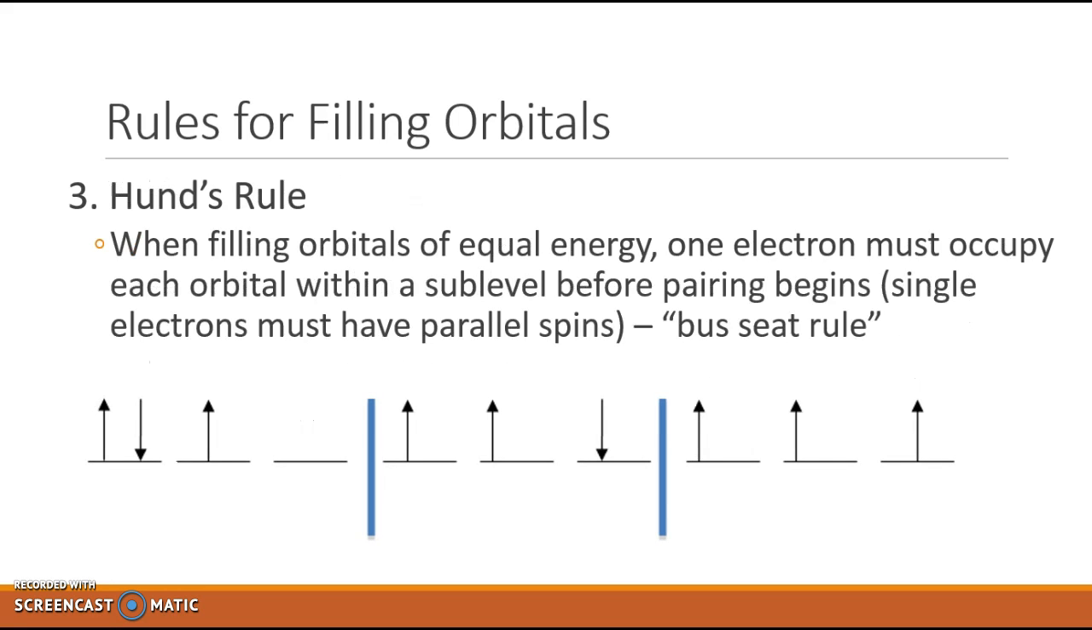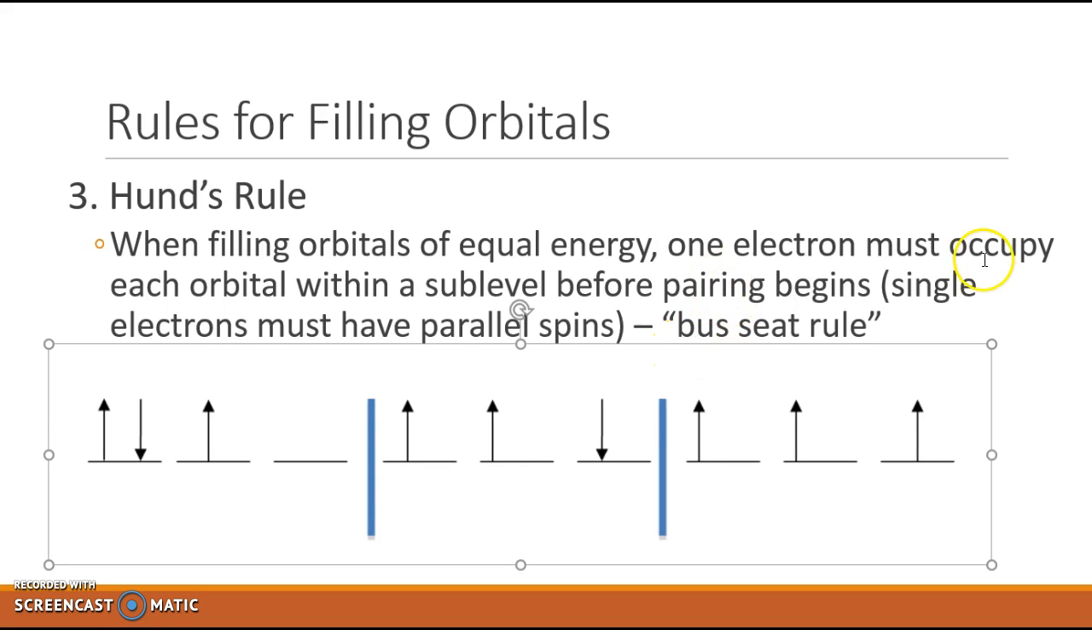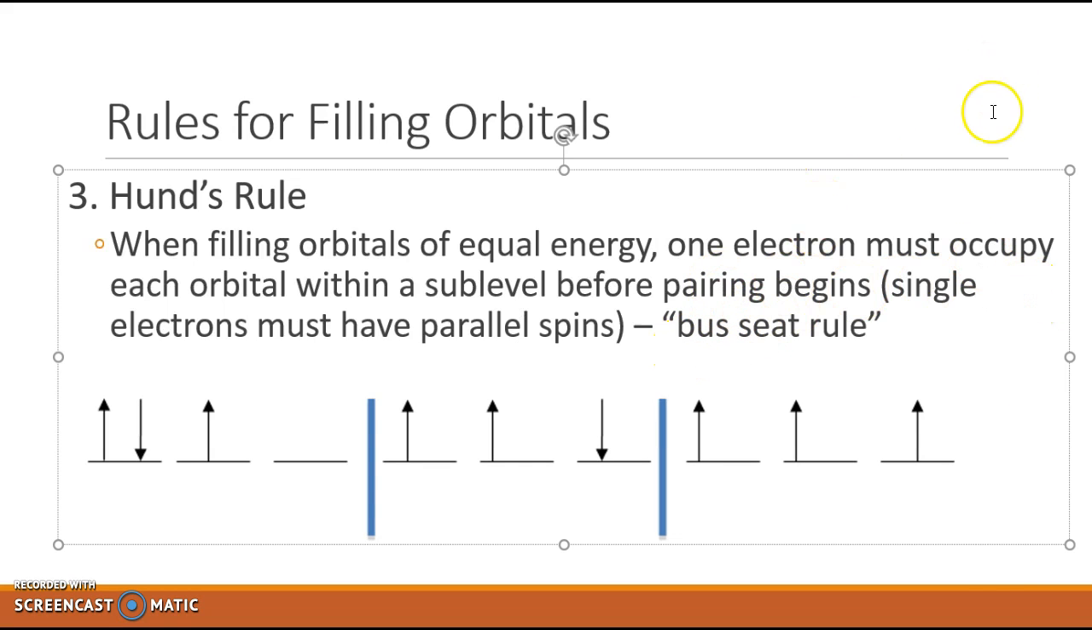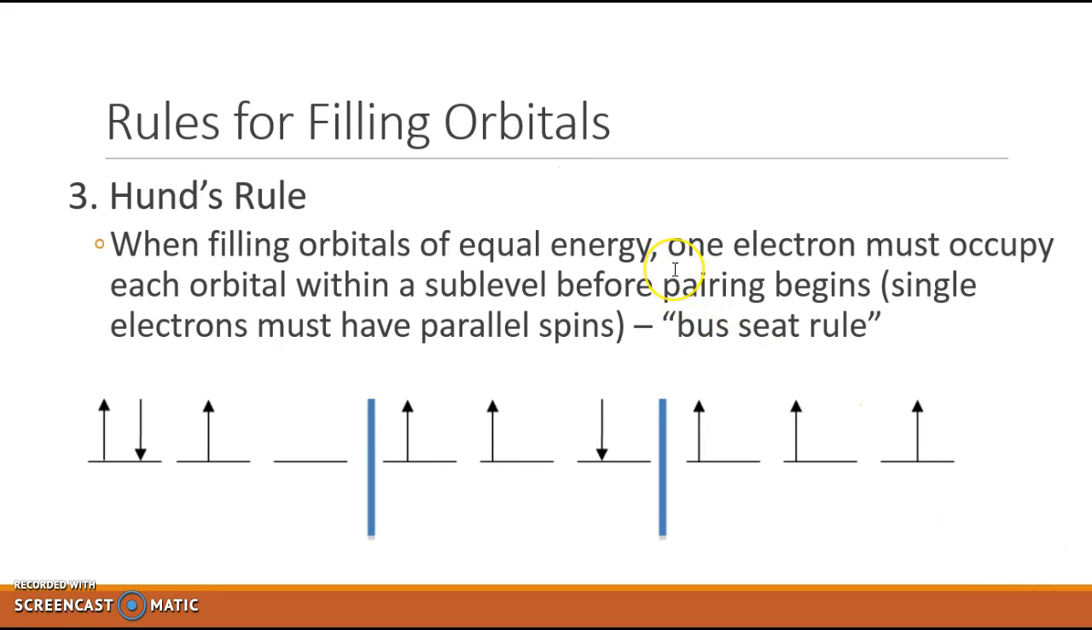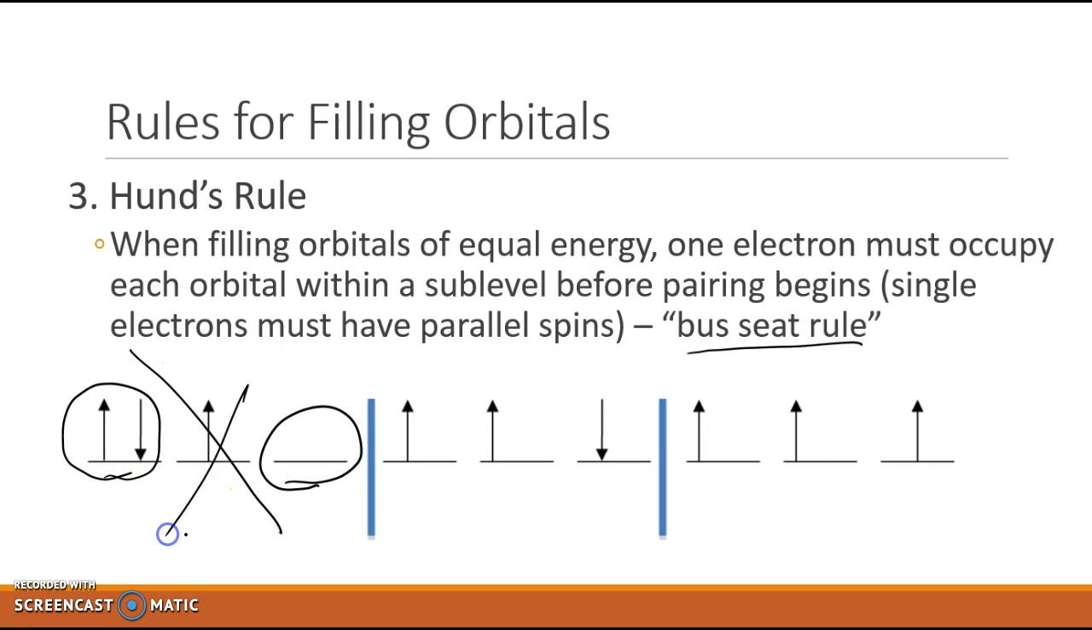And the last one here is Hund's rule. When filling orbitals of equal energy, one electron must occupy each orbital within a sublevel before you start pairing. A way to think about this is the bus seat rule. If you have the opportunity to go on a bus somewhere, odds are you're going to want to sit in your own seat before you sit with anyone else. Okay, so keep this idea in mind. This one breaks the bus seat rule because you see how these two are paired up while this one is empty. So this is not good.